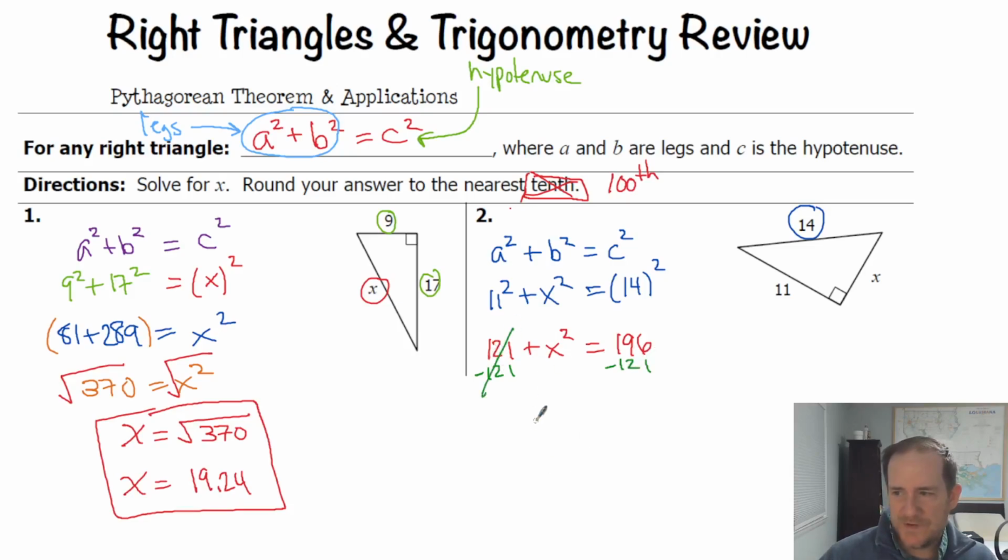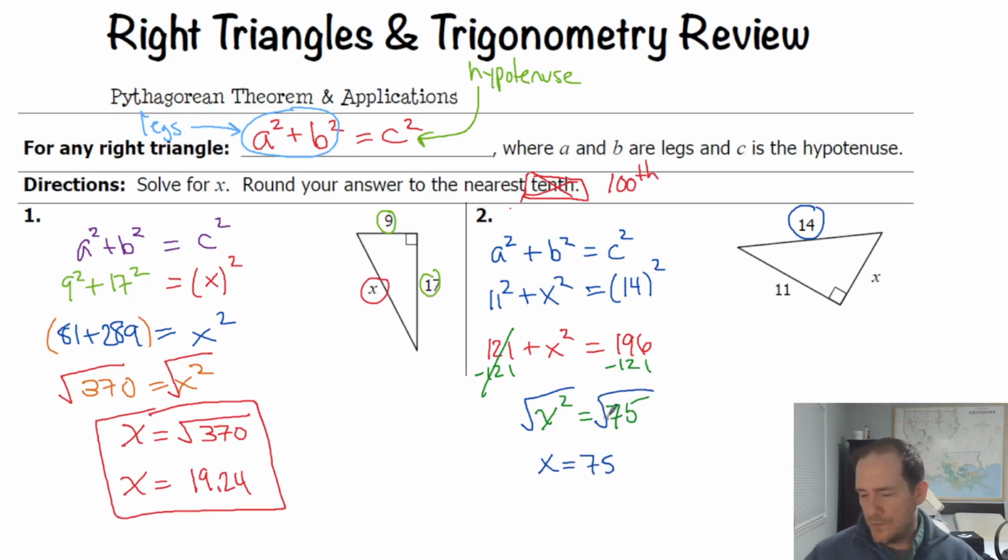On the left, it cancels, and you just keep the x squared. On the right, you're left with 75. So again, that means you could take the square root of both sides, and you could just give me x equals the square root of 75, or if you really want to, and we'll go to the other calculator this time, depending on which one you have, you've got to know what to do.